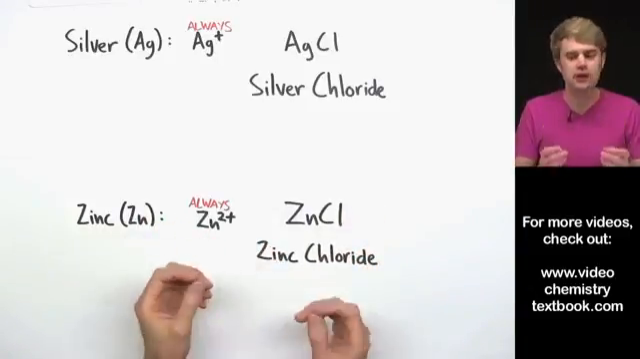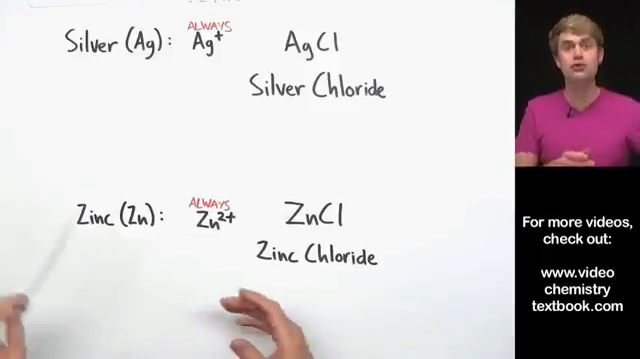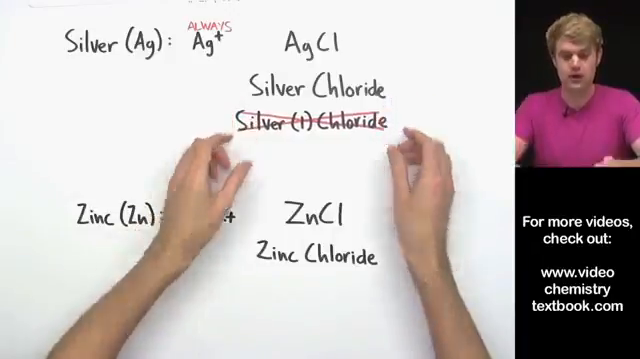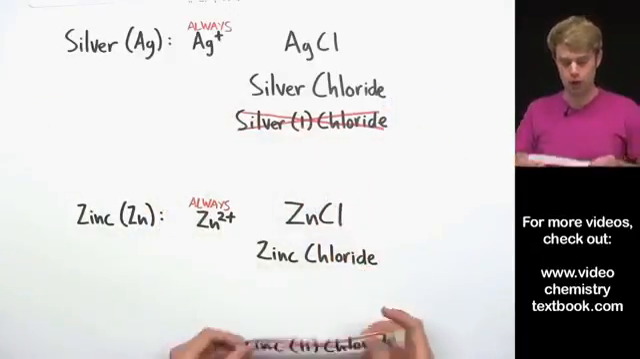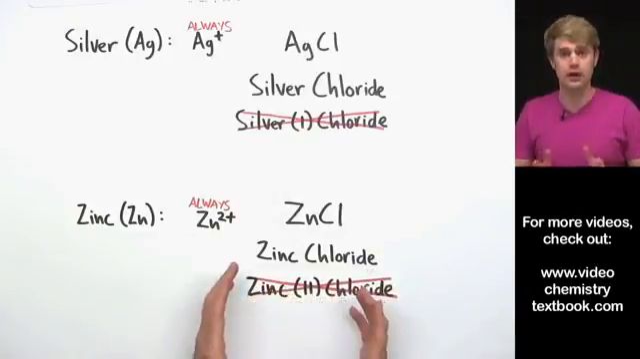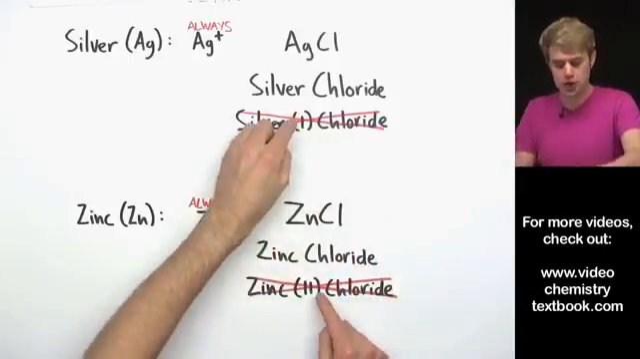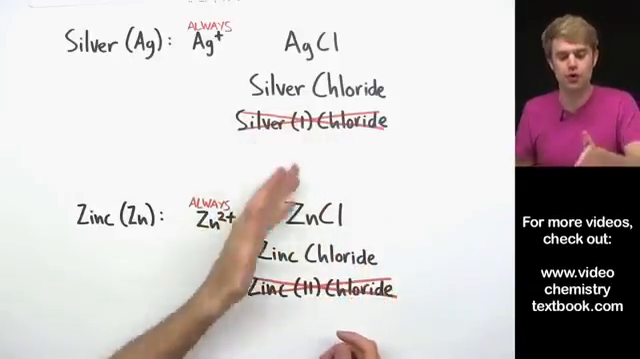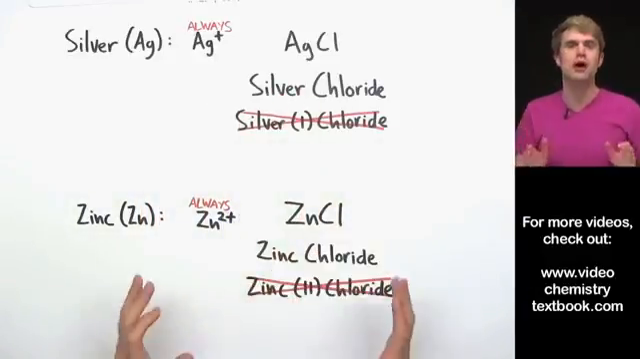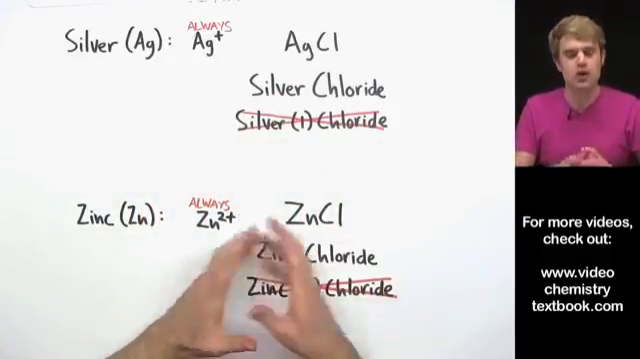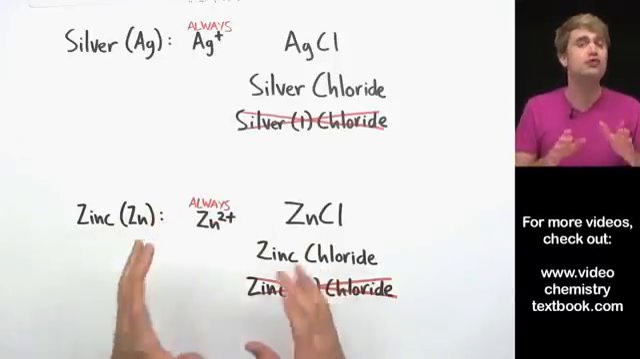And since these elements always make ions with just 1 charge, we don't have to use the Roman numerals when we're naming them. So it would be wrong to call this silver 1 chloride or zinc 2 chloride here. There's only 1 possible ion, so we don't use the Roman numerals. We only use the Roman numerals if we're trying to distinguish between multiple types of ions with different charges. So that's an introduction to how we name compounds that have transition metals in them.